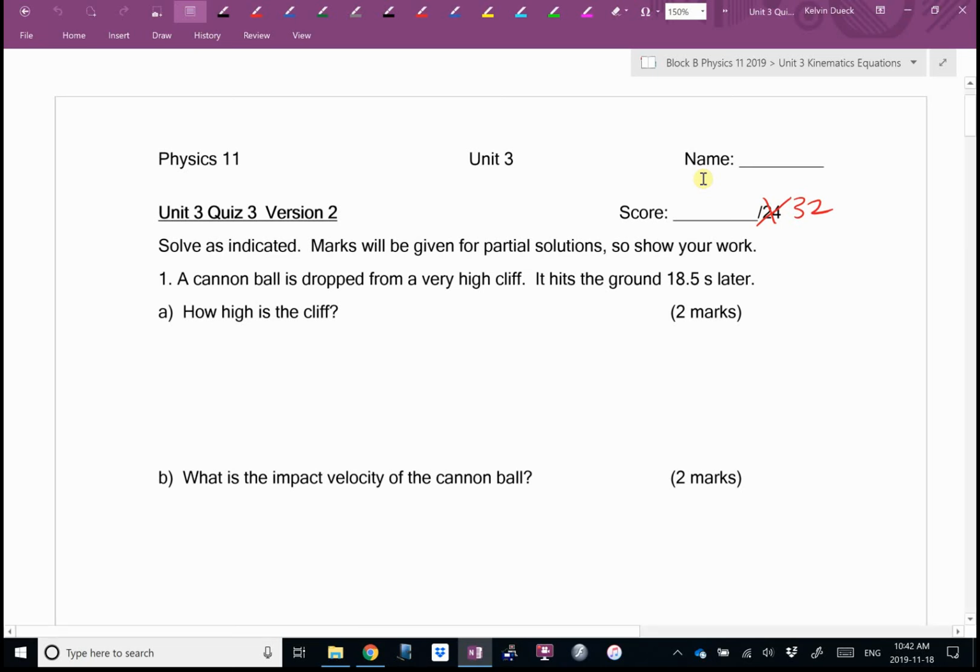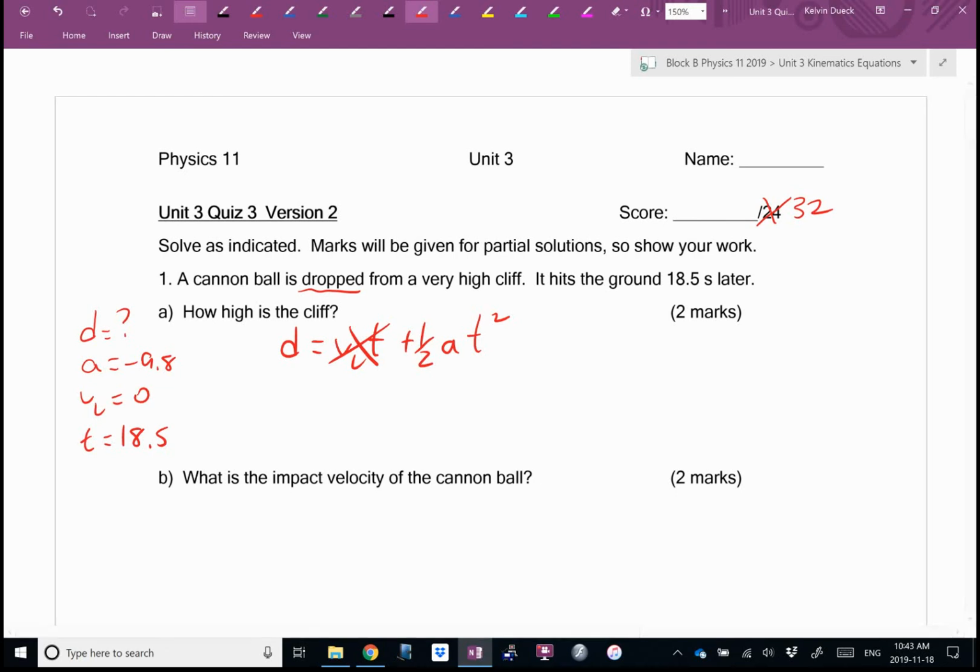Looks like A wants me to find how high the cliff is, so I'm going to write D equals question mark. I know that A equals negative 9.8. It says dropped, so what's VI? 0. And T is 18.5, so I can use D equals VIT plus a half AT squared, although really I didn't need to write the VIT.